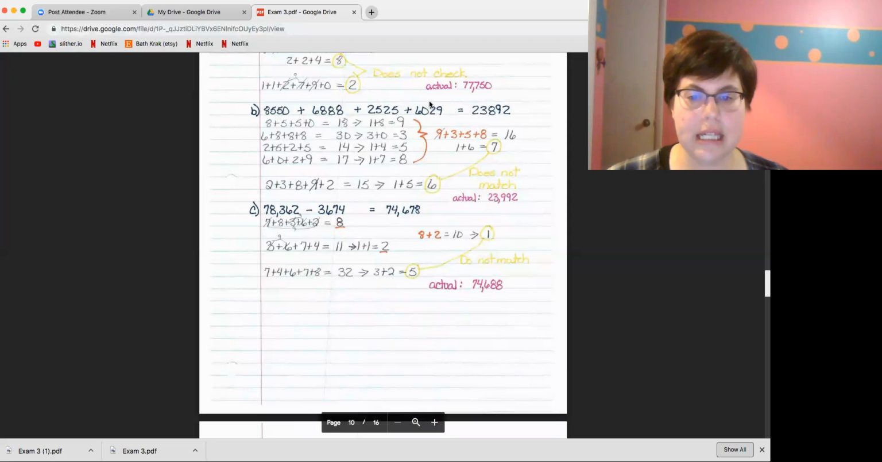You can see our original problem, and we broke it down here. And then we add these numbers together here, and it'll give us 16. 1 plus 6 is equal to 7, and it does not match our answer. And then we have our actual answer.